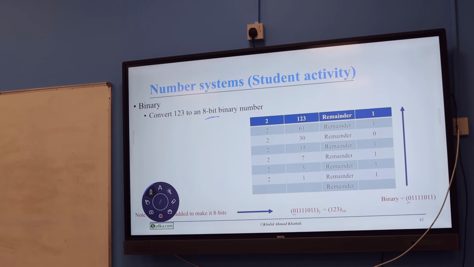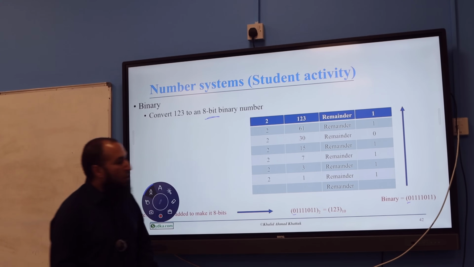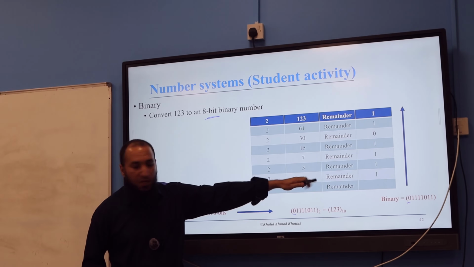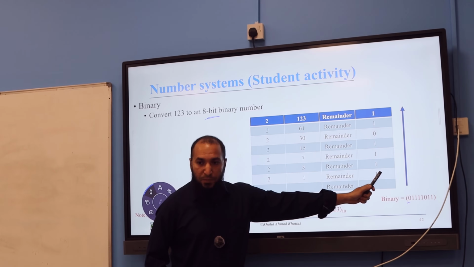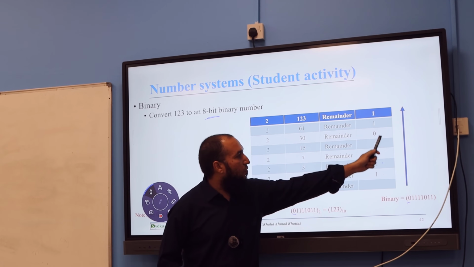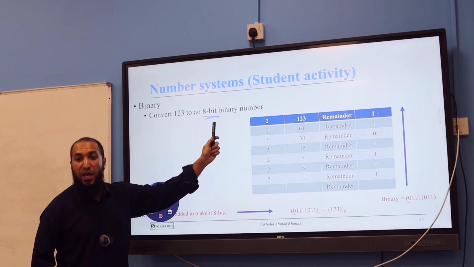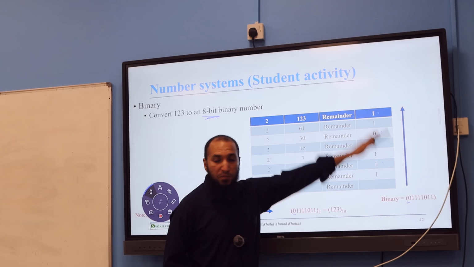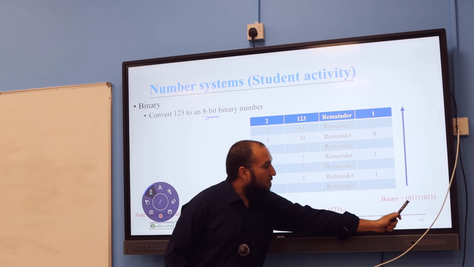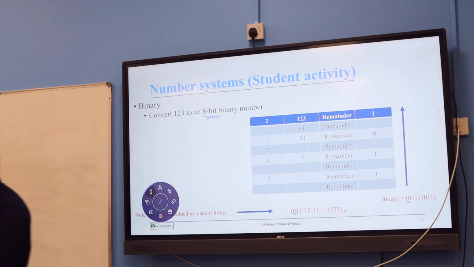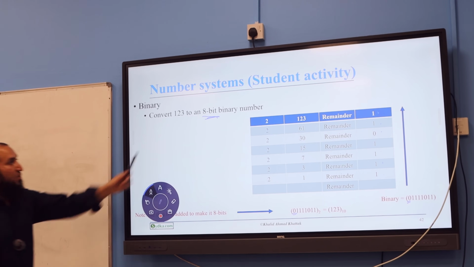Okay, you didn't understand? Let me explain. When we do all the division conversion, we count the bits 1, 2, 3, 4, 5, 6, 7. Now we go back to the question. It says convert it to 8 bits, but the answer is 7 bits. So what we do, we add 1 on the far left. That will make our answer correct because the question says 8 bits.